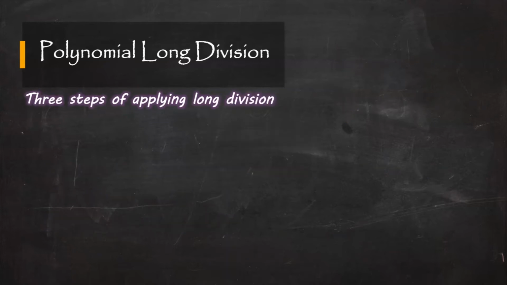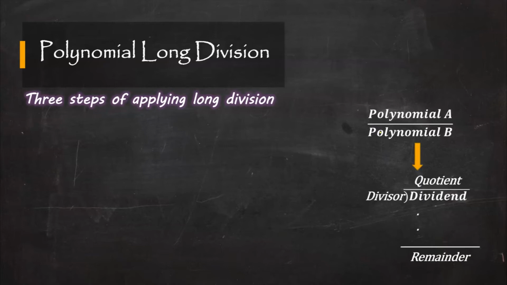So there are 3 steps for applying long division. We want to simplify this fraction of polynomials by using long division. Here we will have a long division sign with the dividend, divisor, quotient, and also the remainder. Our polynomial a is going to be our original dividend, right? And then polynomial b is our divisor. And we are going to have a quotient, and then a remainder as well.